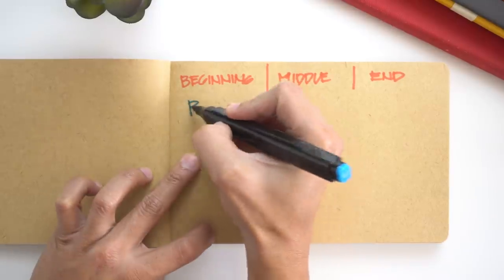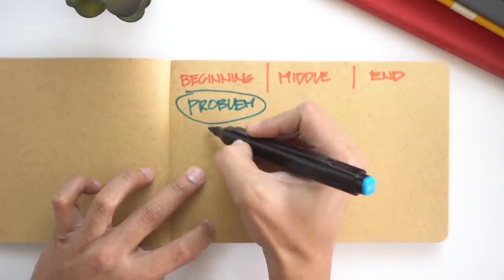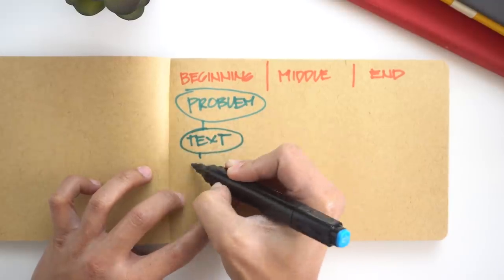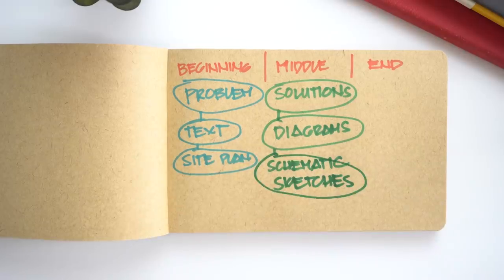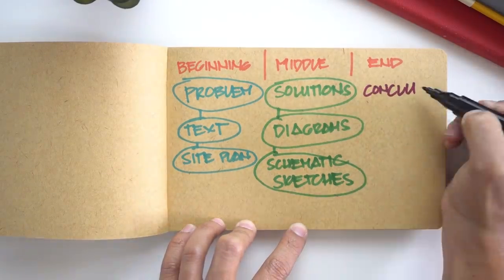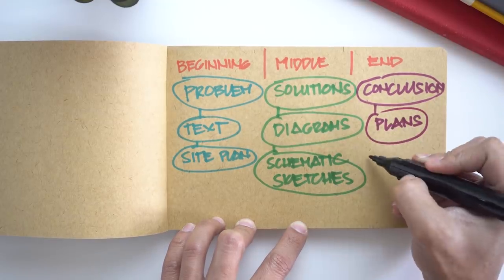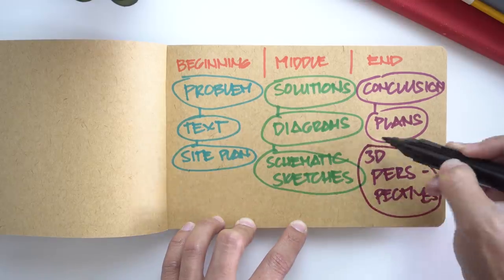For example, first, we got our problem, which in most cases includes text that explain the current situation and what needs to be done. And we often accompany this information with our site plan or our existing site conditions. Then after that, we have our solutions to the problem, which often includes some diagrams and schematic concepts, sketches, and whatnot. When all that is done, we arrive to the answers to our problems or the conclusion. Here's where we show our final results, like the floor plans, the sections, elevations, and perspectives, and all those things.